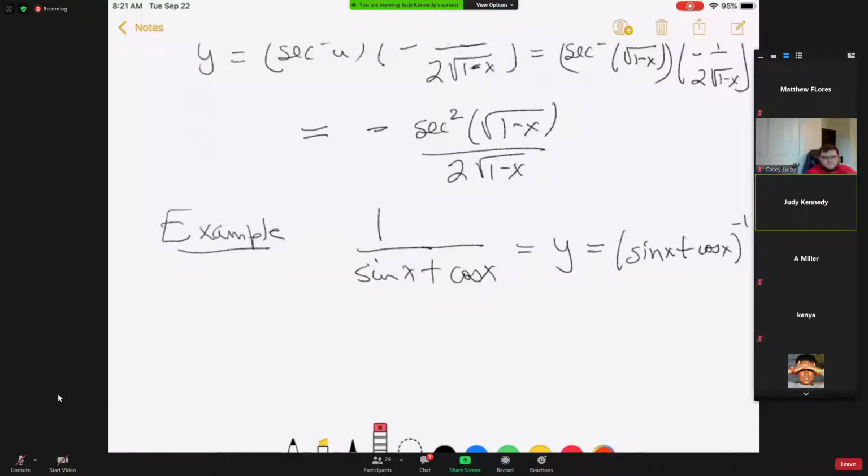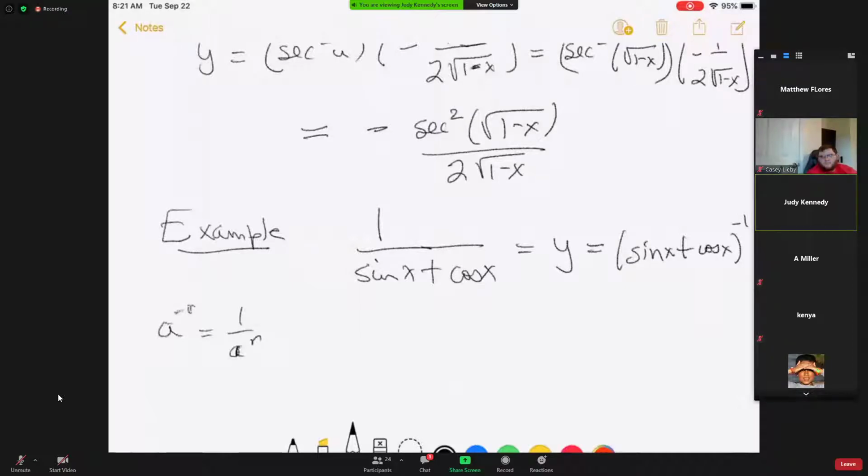Using the rule that a to the minus r is equal to 1 over a to the r, and r here would be 1.